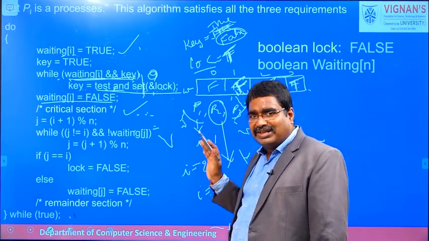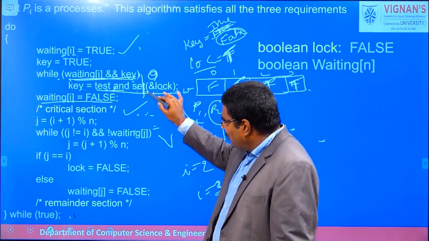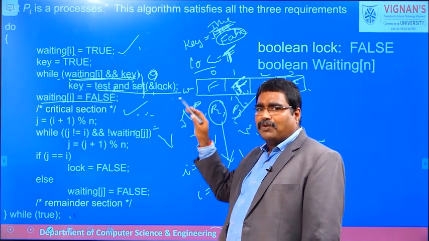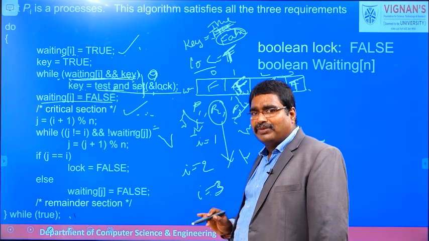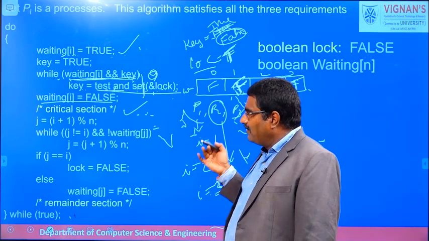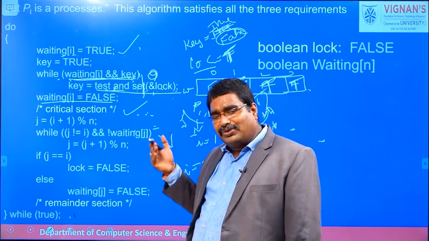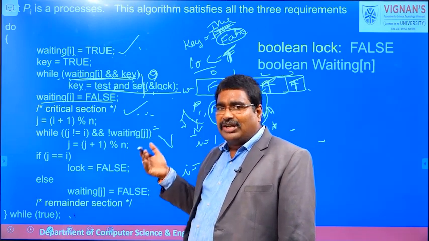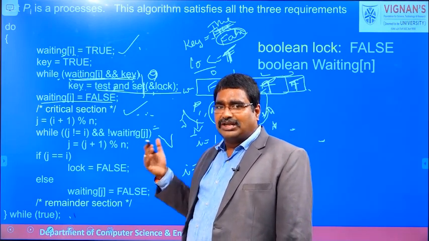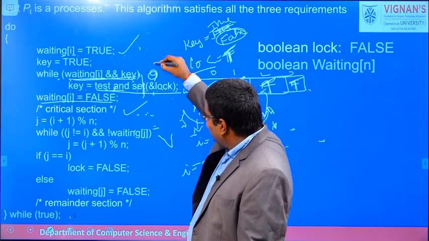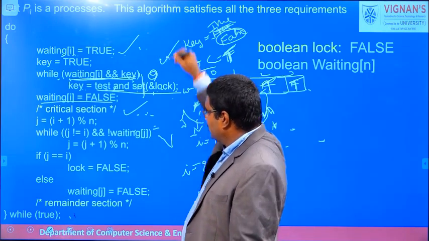So P1 is in the critical section execution, P2 is in the while loop and P3 is also in the while loop. Already the P1 process is executing in the critical section. P2 tries to enter, it is not allowed. P3 tries to enter the critical section, P3 is also not allowed. So automatically this algorithm satisfies the mutual exclusion condition.